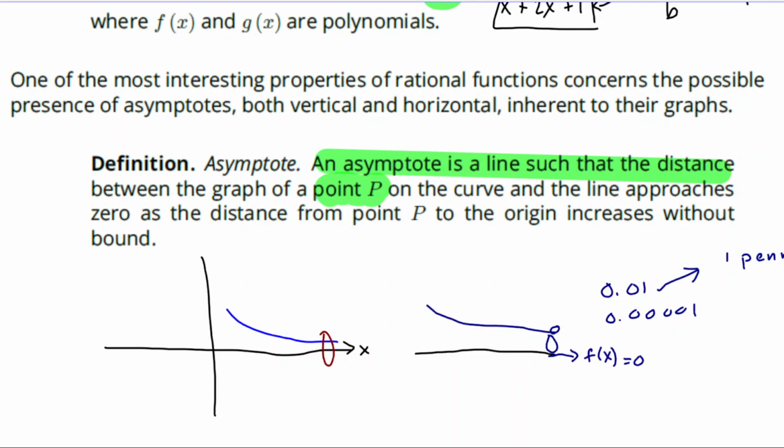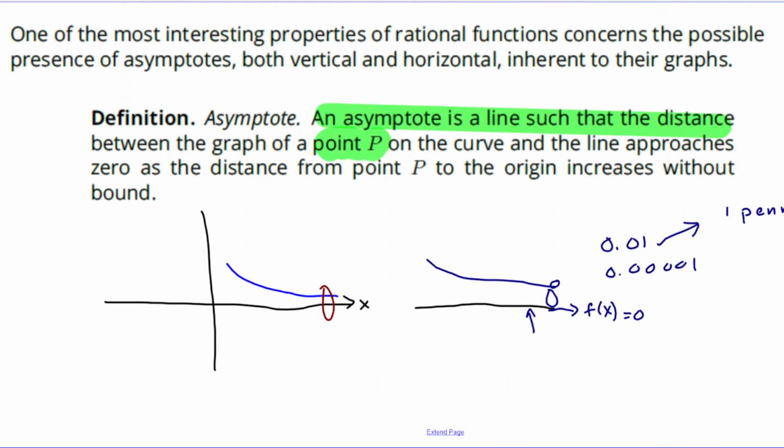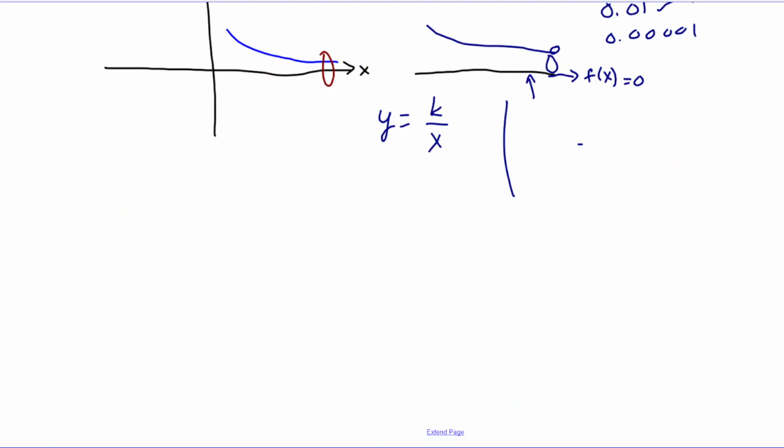So an asymptote is a line, in this case the x-axis, that the graph is approaching. It's a pretty simple concept, but I don't want to assume that you've got that. You've seen this when we did the rational functions, well, I'm calling them rational functions now, the inverse variations: y equals k over x. That graph looked like that.